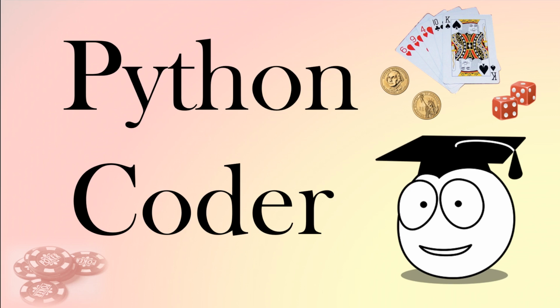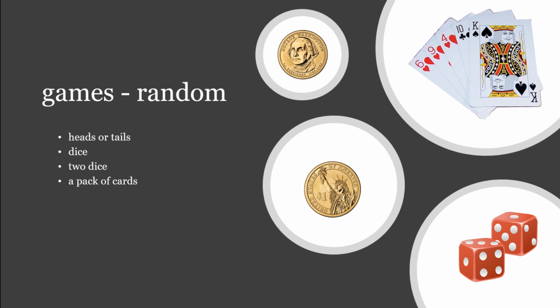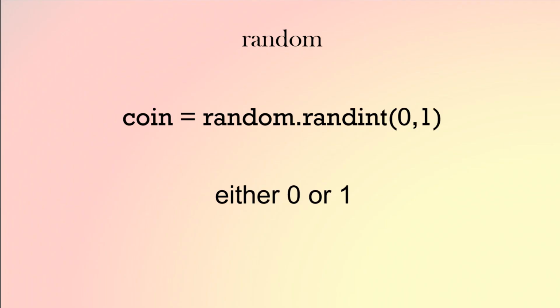Okay, let's have some fun and games with Python. We're going to start off by showing random. So in games we have some random element. For a coin toss it could be heads or tails, dice, numbers 1 to 6, or in playing cards we have 52 cards and we might choose one when we're playing a game.